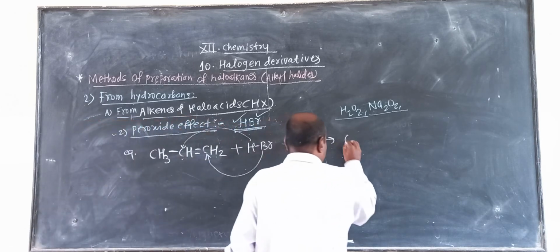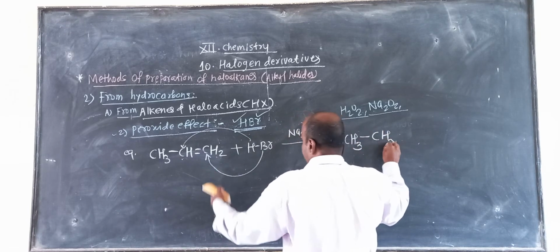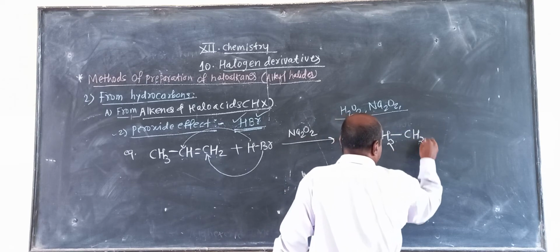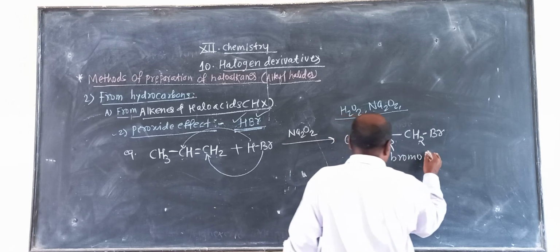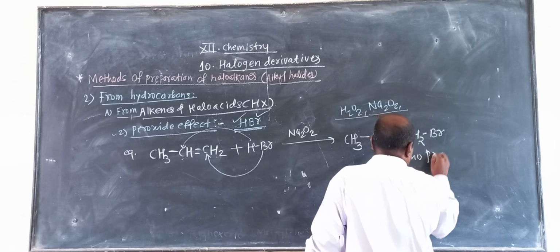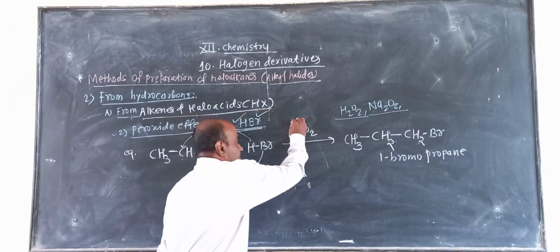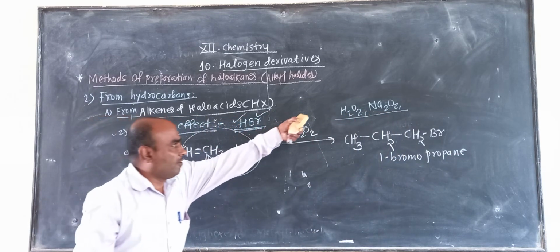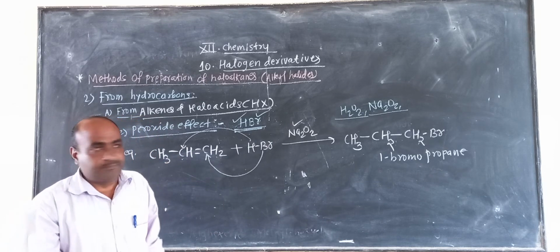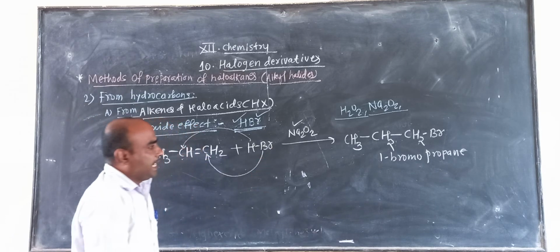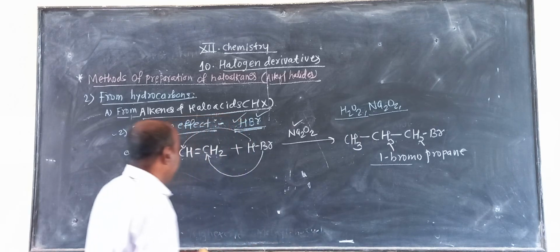So you get the product CH3CH2CH2Br, that is 1-bromopropane. That is, in the presence of hydrogen peroxide or sodium peroxide, the product is the reverse of the original product of Markovnikov's rule, and instead of 2-bromopropane we get 1-bromopropane as the product.